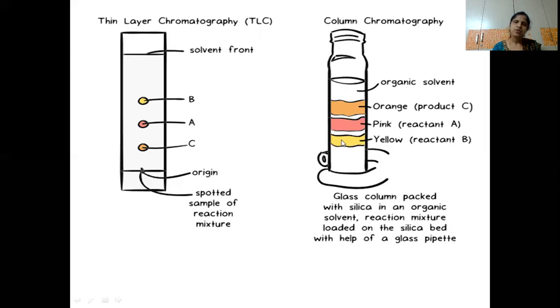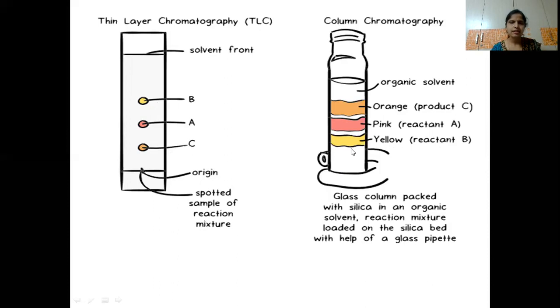Now in this case, the yellow component, that is B component, is traveling at a faster rate when compared to A and C. So in the column, we check the distance traveled from the top, where the loading point is. At the top, the loading point will be there, whereas in TLC, the loading point is at the bottom of the slide. Even in TLC, you can see B has traveled to a larger extent, and even in the column, we can see that the yellow color, that is the B component, has traveled to a larger extent.